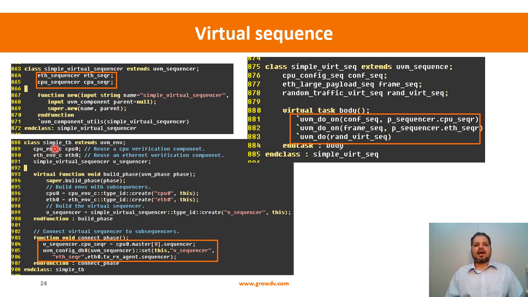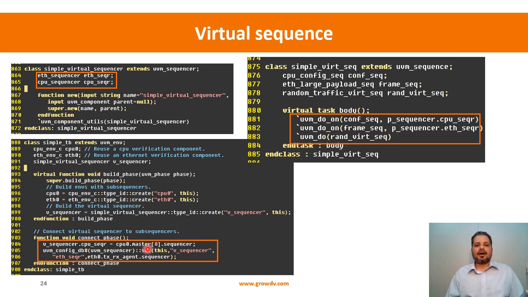So then we have a simple TB, and here we have the environment. Let's say we are utilizing the unit level environments to build a higher system level environment. So we are taking in a CPU environment and an Ethernet environment, and then we are instancing our simple virtual sequencer as m_sequencer, and then in the build phase we are constructing all of them through the standard factory calls. Nothing extraordinary, business as usual.